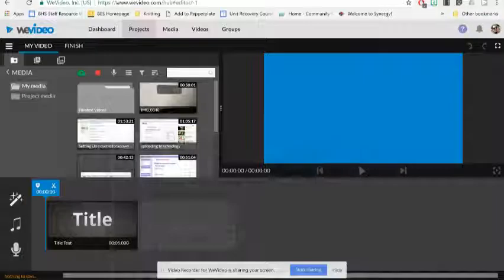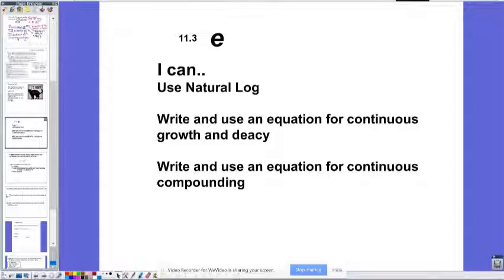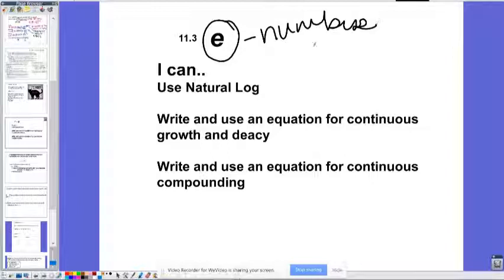Oopsies. So we're going to talk about using natural log and the letter e, which is really important, actually. And e is a number. So just remember that e is a number, it's a button on your calculator. Most of the time everyone's like, what's e? e is an irrational number like pi that you are going to use when using continuous growth and decay.